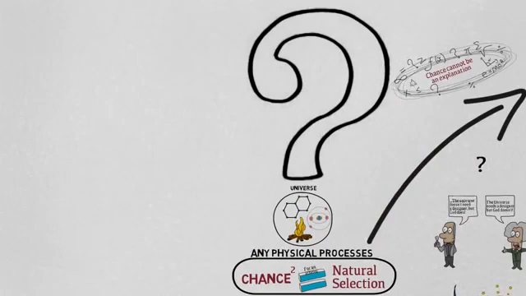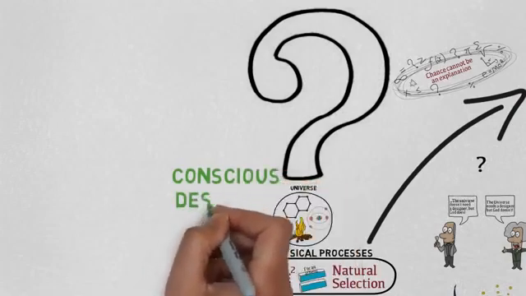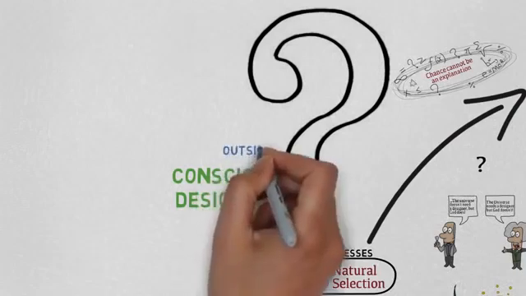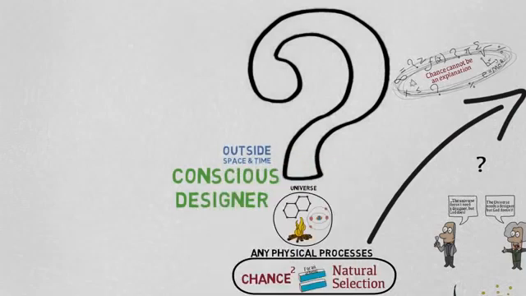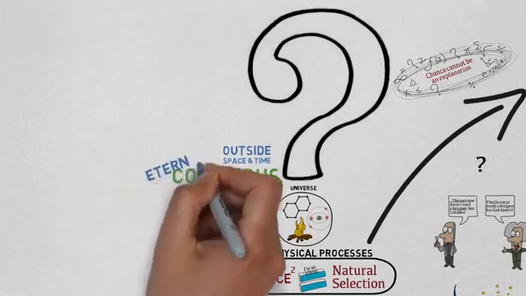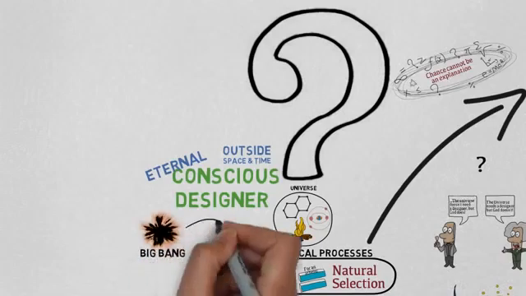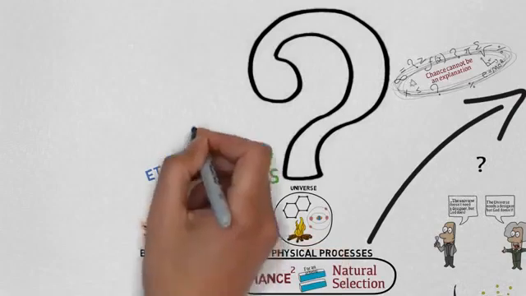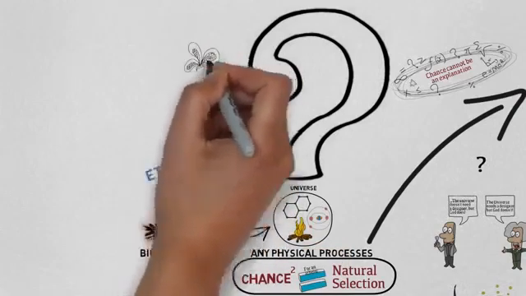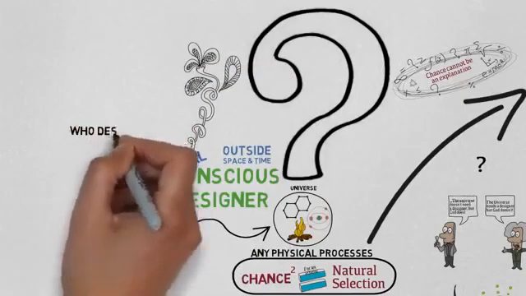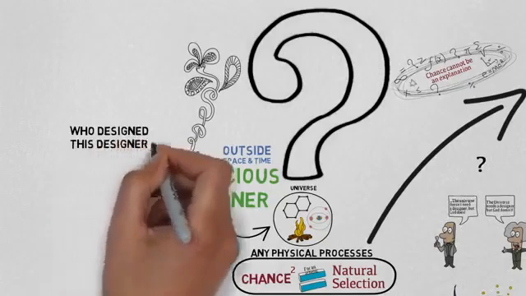The only rational explanation for the immense organization in the universe is a conscious designer outside of the universe. This designer is outside of our dimensions of space and time. As such, this being is eternal, one who has always existed and always will. Unlike the universe, this creator did not begin to exist, and unlike the universe, this creator did not gradually become more ordered and more complex over time. So the question of who designed this designer simply doesn't arise.